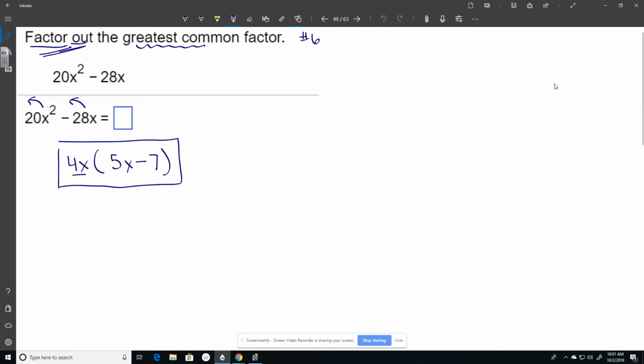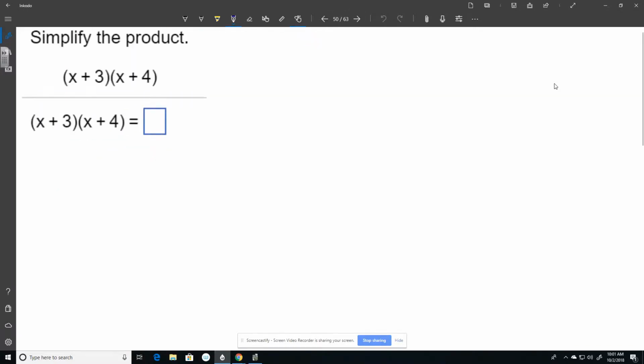On the test, this one, a lot of you wrote the greatest common factor, or you wrote the parenthesis part, but you didn't put them together. Make sure you do both on this final.